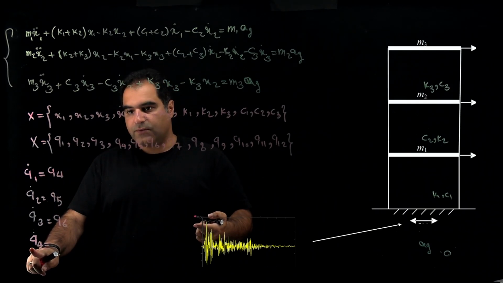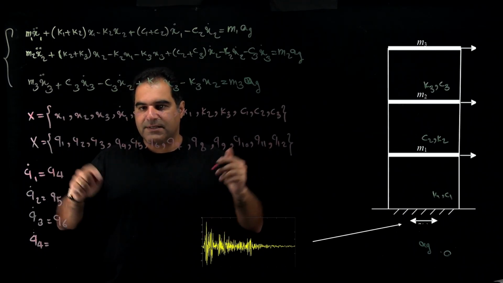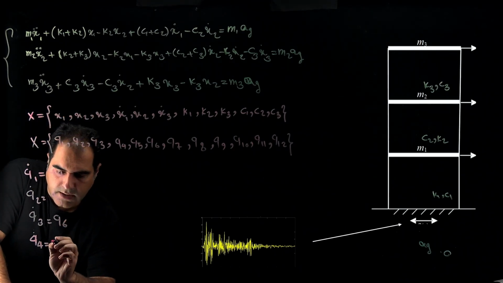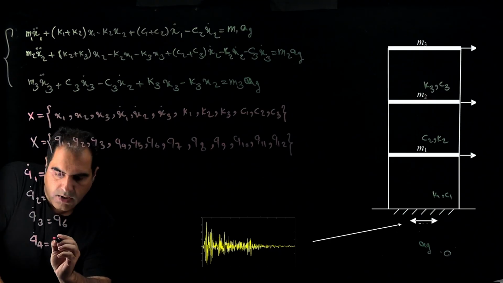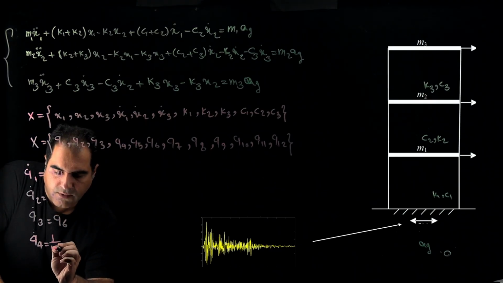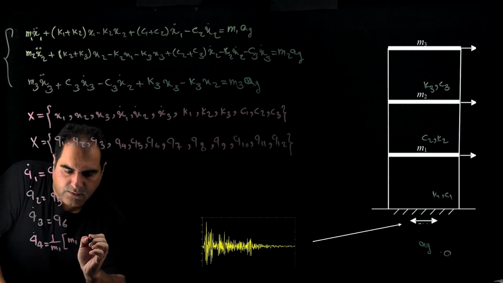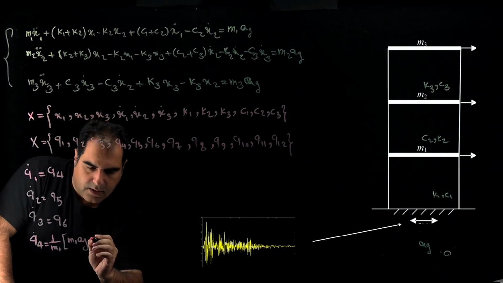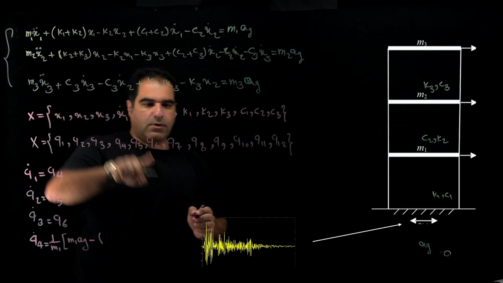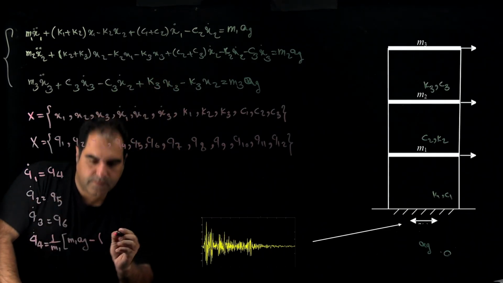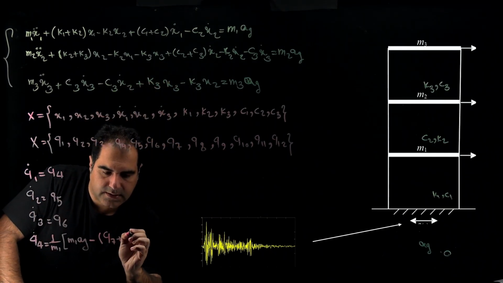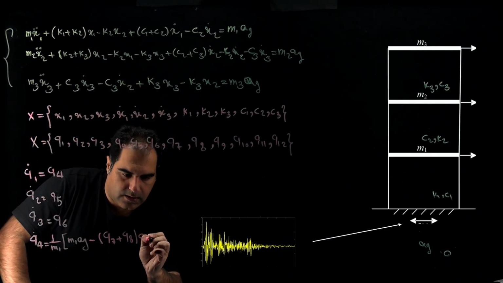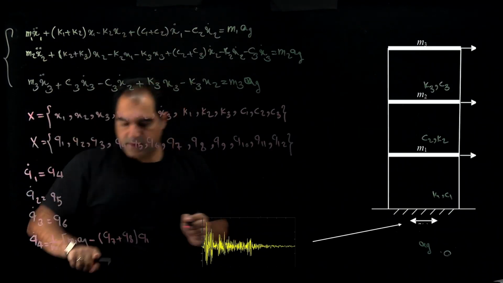I'm going to write Q dot 4 as a function of the different Qs I have in this state vector. For example, for x double dot 1, because we have M1 here, I divide the whole equation by M1: AG minus K1, which is Q7, plus Q8 times X1. X1 is Q1. Then this is positive, goes to the other side, it will be negative.